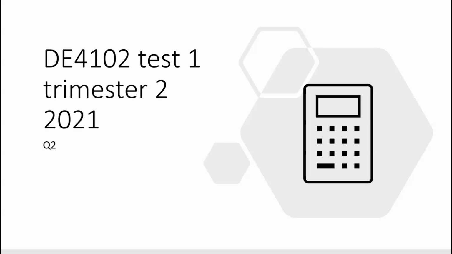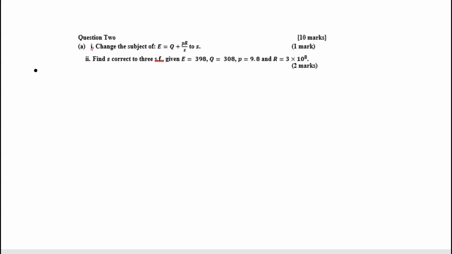This is the second in a series of short videos covering off the DE4102 test, the first test, trimester 2, 2021. So this is question 2. The first part requires you to rearrange the formula that's given. And what it says really is to find S.